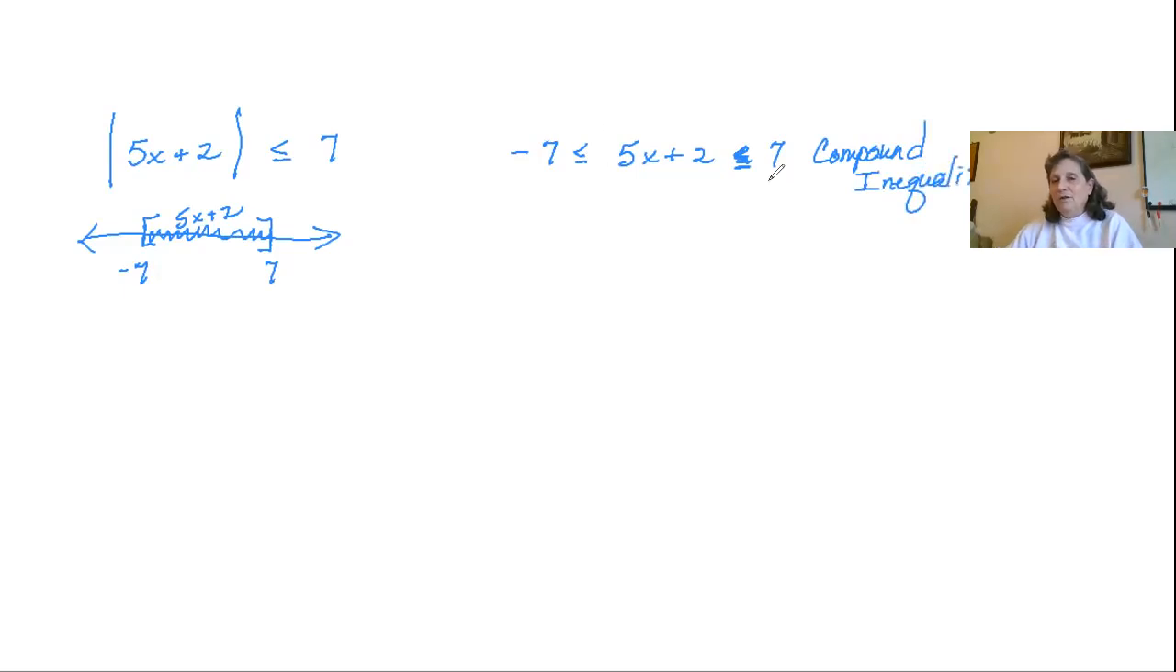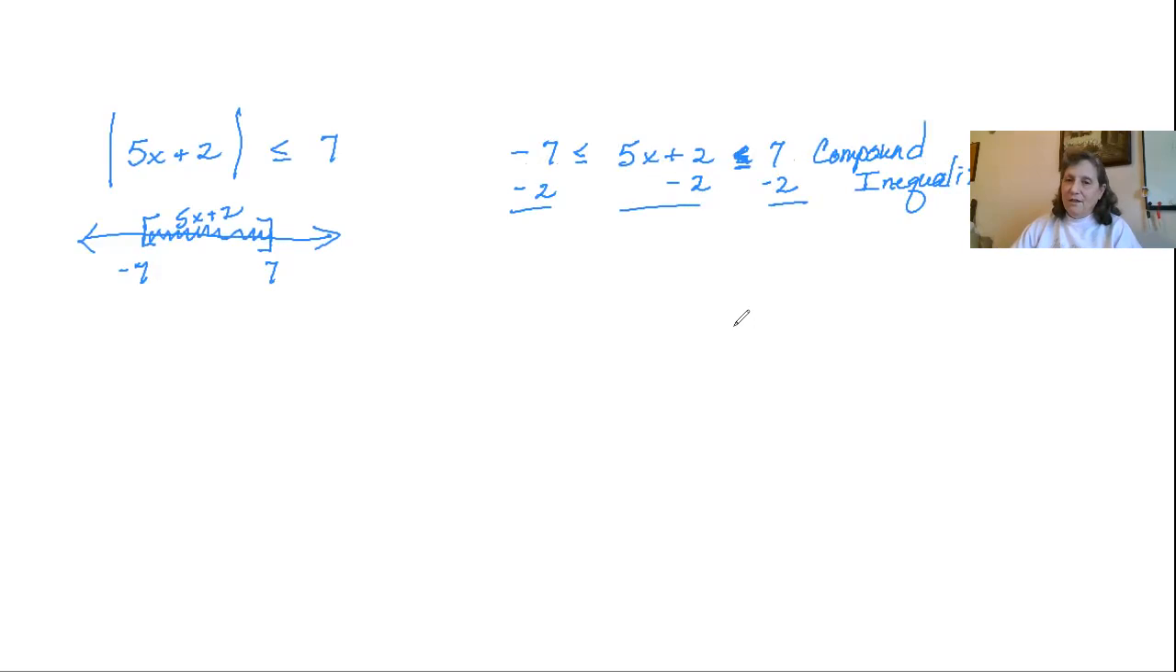Like a compound word, it's got two different inequalities combined together. So to solve this, the name of the game is to get x by itself in the middle. Do not break this up into two problems. To get the x by itself, we're going to subtract 2, right? We have to do it at both ends.